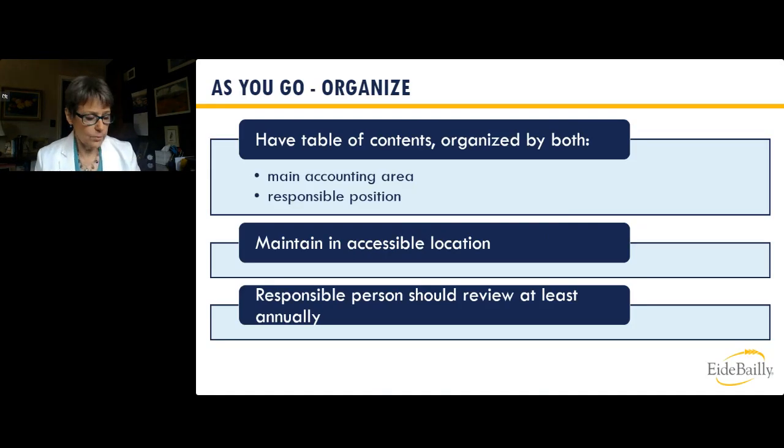As you go through your documentation, think in terms of organization. On that worksheet, we had that the contributions receivable was in the receivables area, and it was the responsibility of the advancement accountant. So organize your table of contents for these by both of those. So you can look both in the receivables table of contents or under the responsible position. I like to have it in both areas because the main accounting area is sort of the bigger picture, longer term view, but the responsible position is a fast way for a staff person to look up their own documentation sometime.